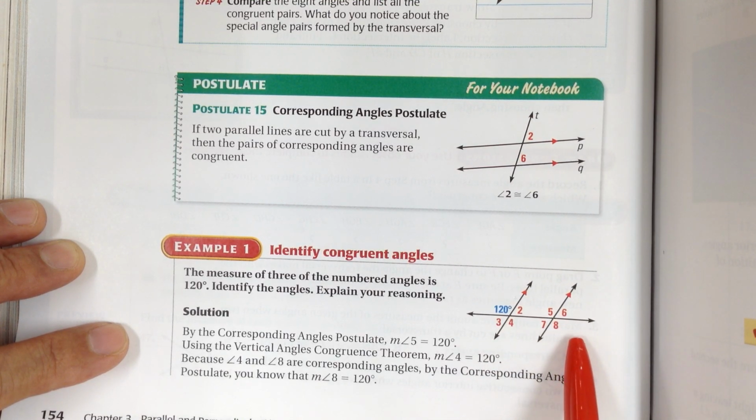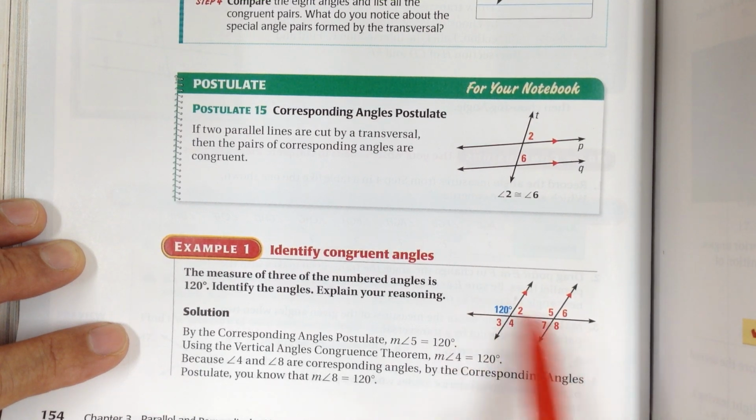But notice we just proved a theorem. Since this is also 120, you can see that the alternate exterior angles are congruent. Also the alternate interior angles are congruent. So by doing this exercise, we just proved additional theorems, and that comes down to this.